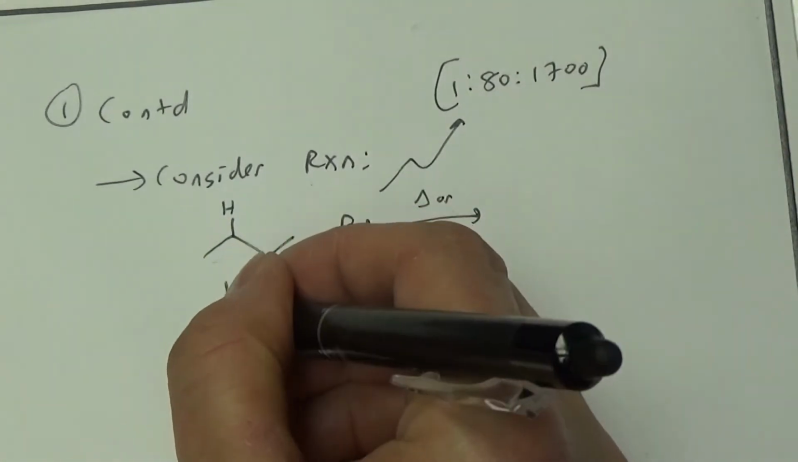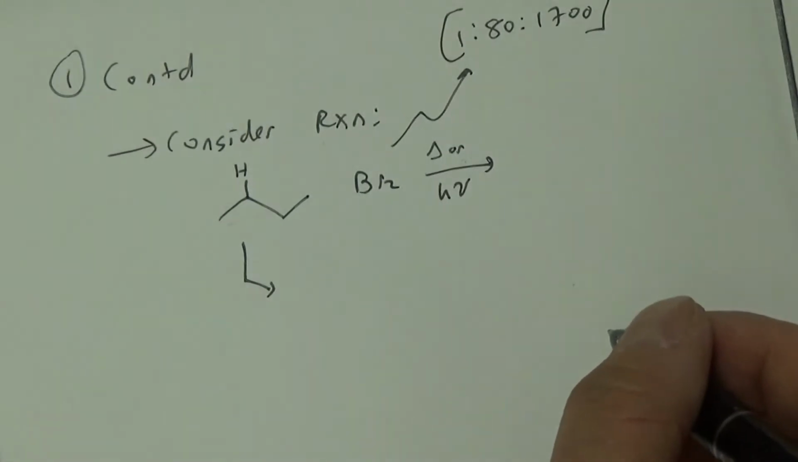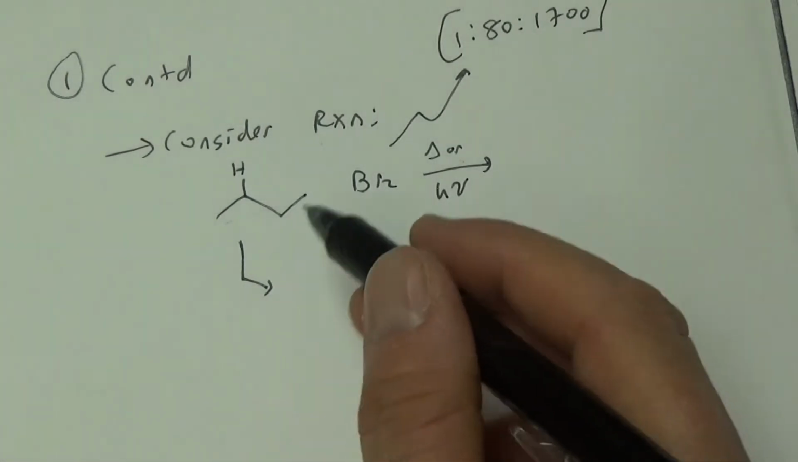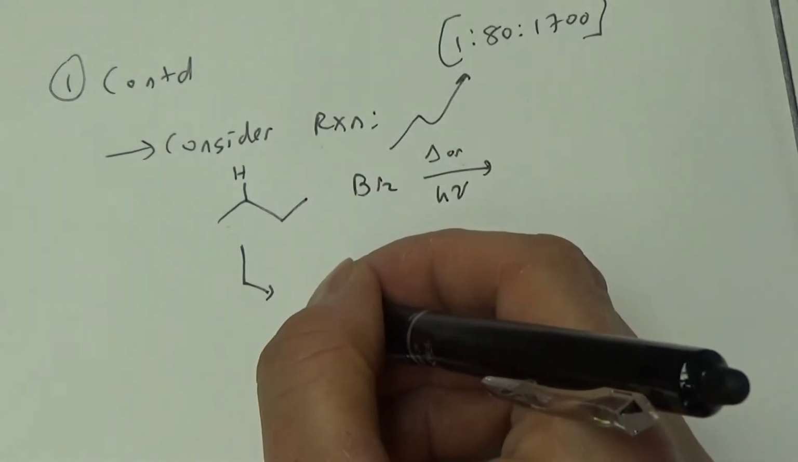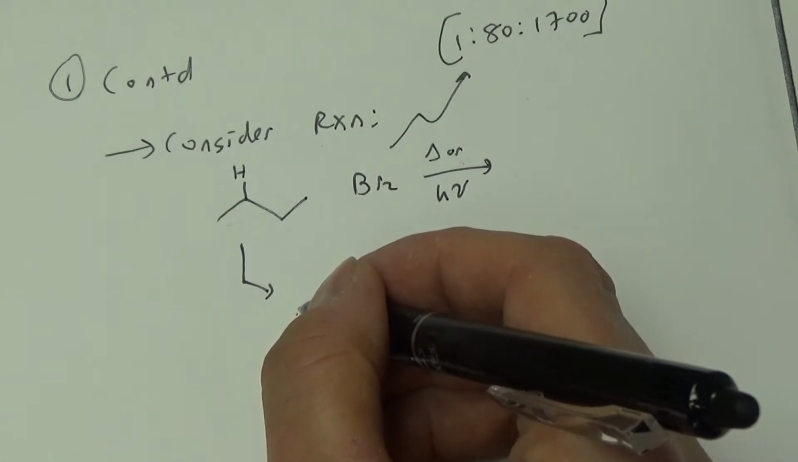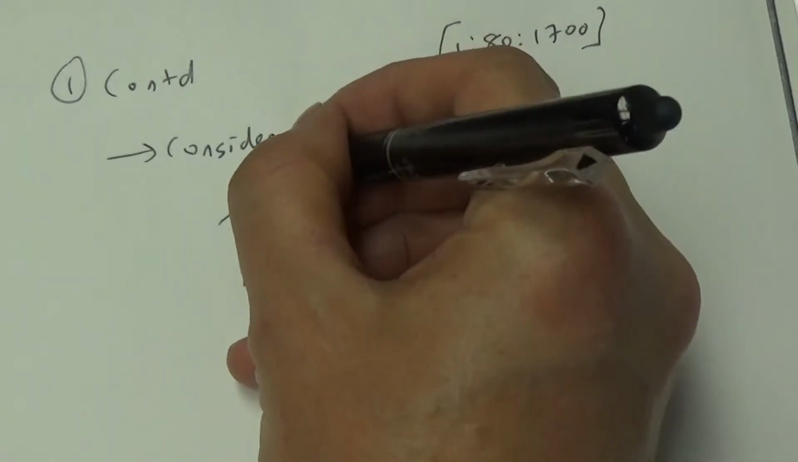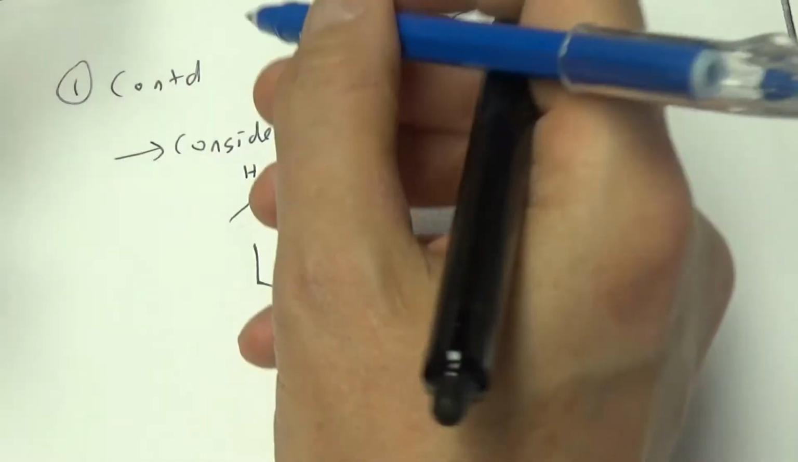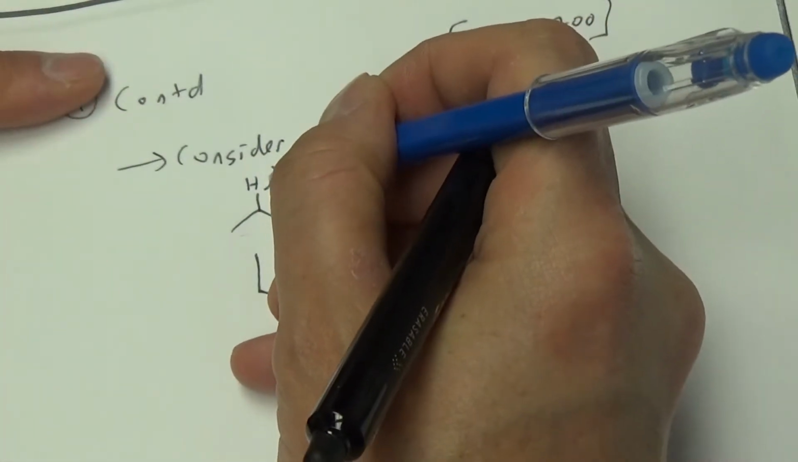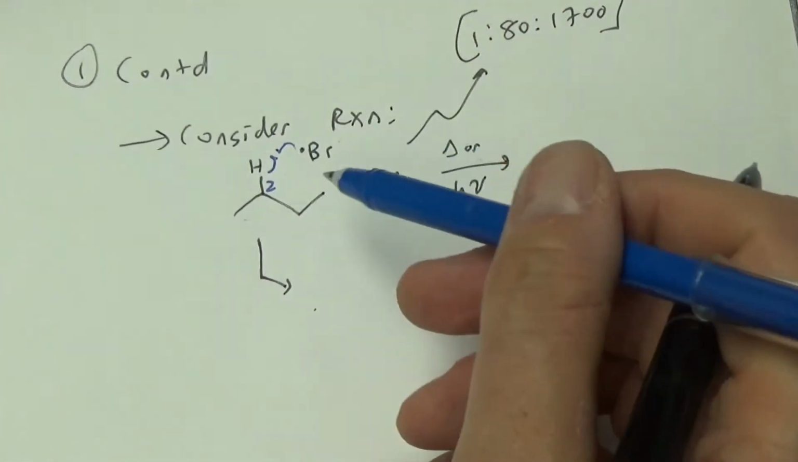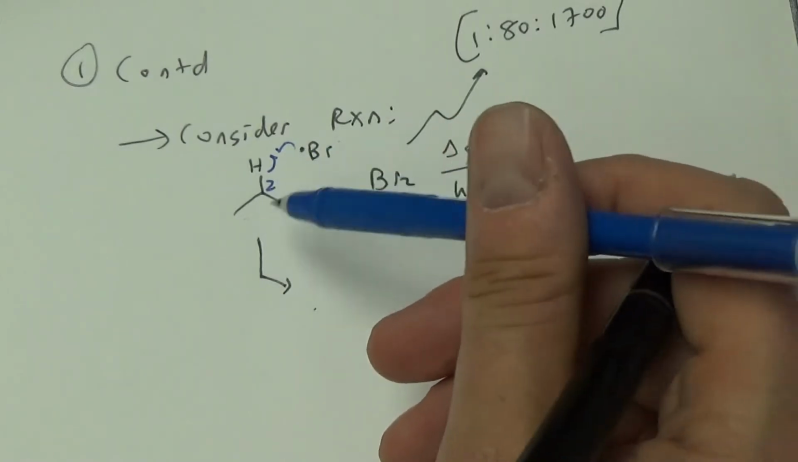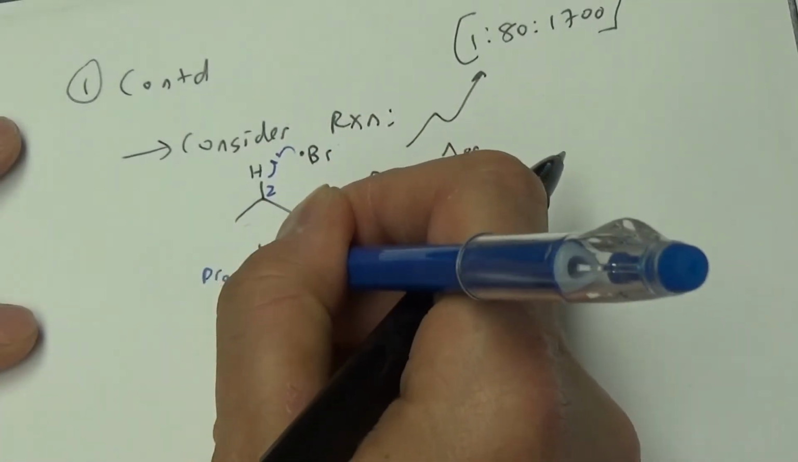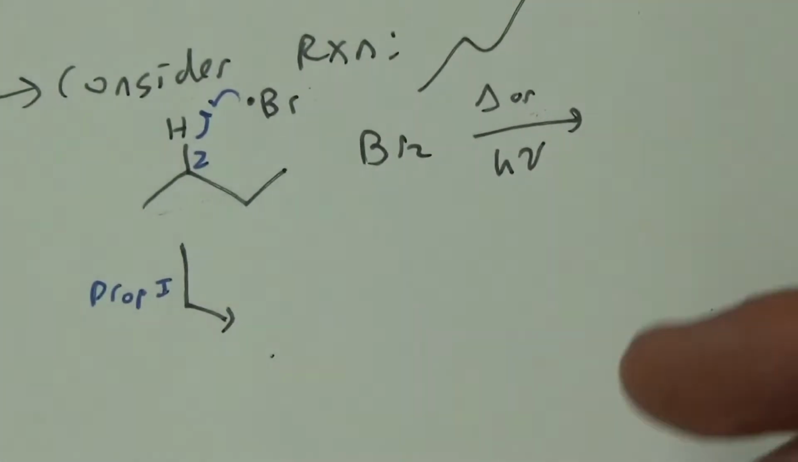Well, let's just consider briefly the mechanism. I'm not going to do the full mechanism. We know the mechanism though, right? It's initiation, propagation 1, propagation 2, termination. I'm abbreviating this a little bit. Initiation created the Br dot. Propagation 1 rips off the H. So that's prop 1. So we're summarizing the mechanism a little bit. There's propagation step 1.